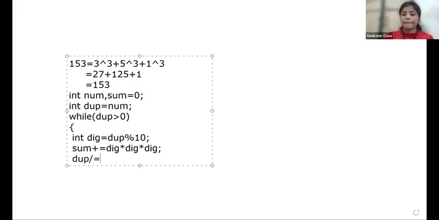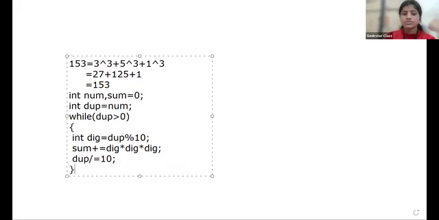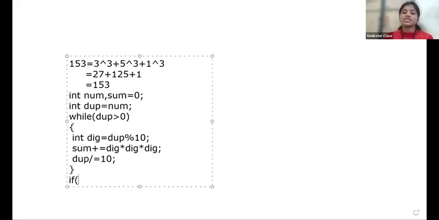Tell me. Okay, so you have to keep on doing this until and unless the number is greater than 0. And when the number becomes equal to 0, after that you have to just check whether sum is equal to num or not. And if it is so, then it is an Armstrong number, else not.